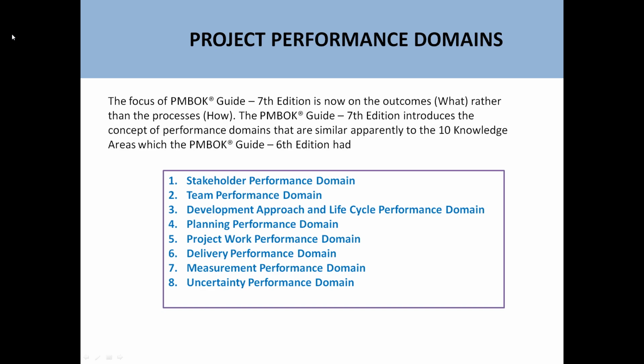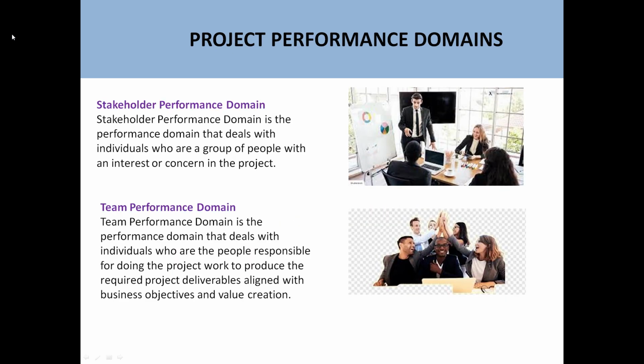The 6th edition has 10 knowledge areas, and the 7th edition has 8 performance domains. Performance domains are stakeholder, team, development approach and life cycle, planning, project work, delivery, measurement, and uncertainty. So one by one we shall discuss this in detail. First one is the stakeholder performance domain.